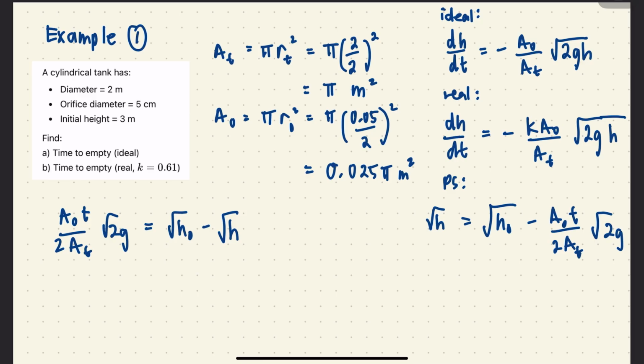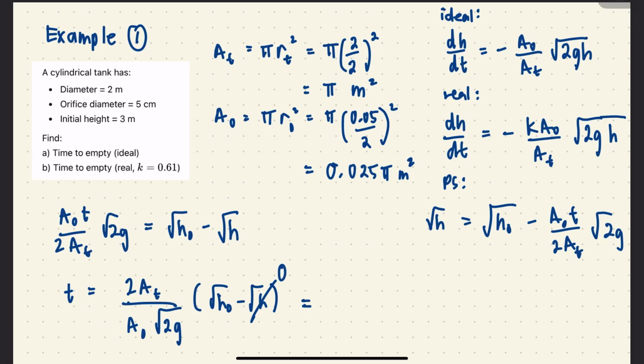And then we'll transpose everything on the other side except T. So T becomes 2 A sub t over A sub o square root of 2g times square root of h sub o minus square root of h. Since we're emptying the tank, this will be 0. So your T becomes 2 A sub t square root of h sub o all over A sub o square root of 2g. So that's 2 times pi times square root of h sub o.